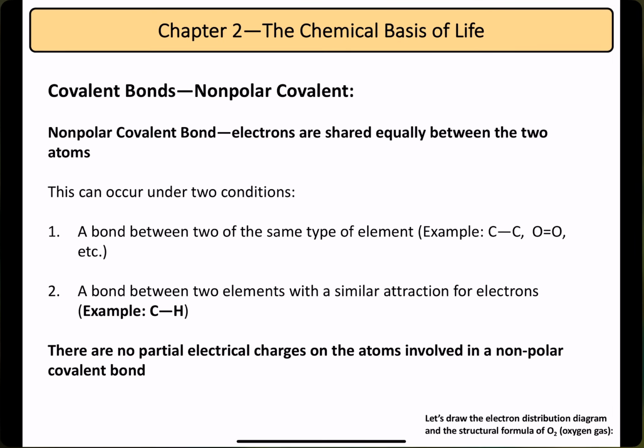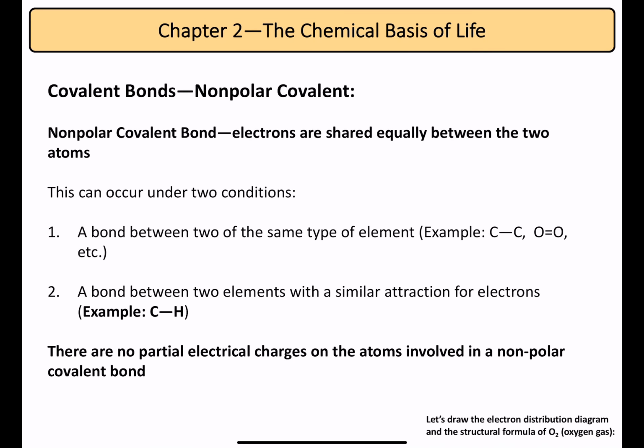So now we're ready to move into the second type of covalent bond, and those are the non-polar covalent bonds. And the key word here is that electrons are shared equally between the two atoms. Okay, so it's an even tug of war between the two participating atoms. And therefore, since the two electrons are split right down the middle, there are no regions of electrical charge. So the two atoms are neutral.